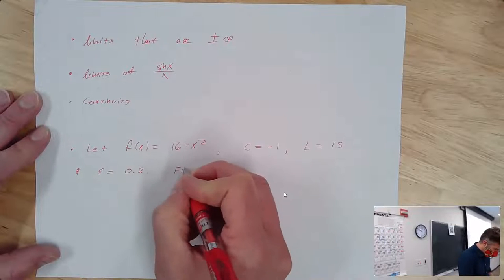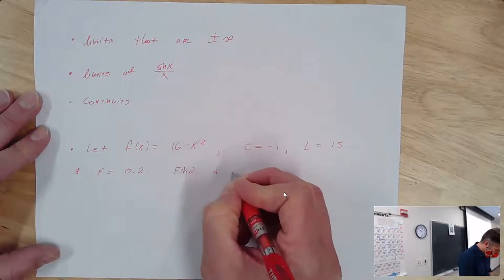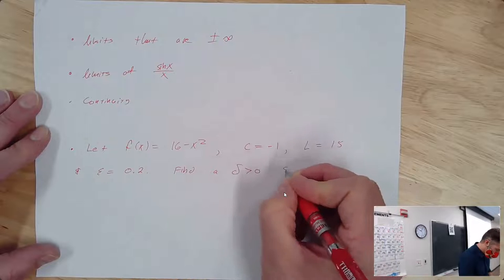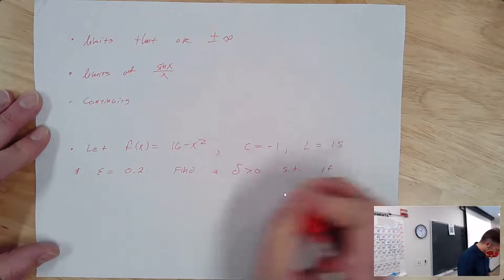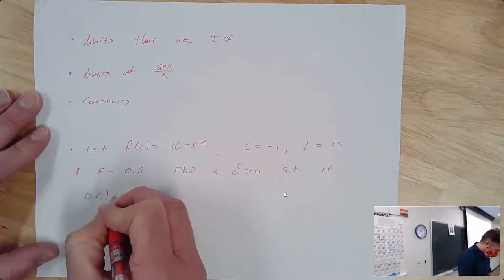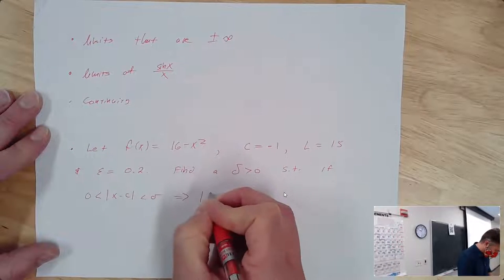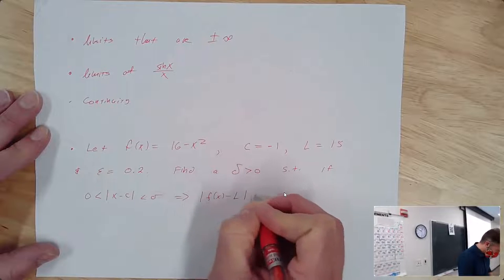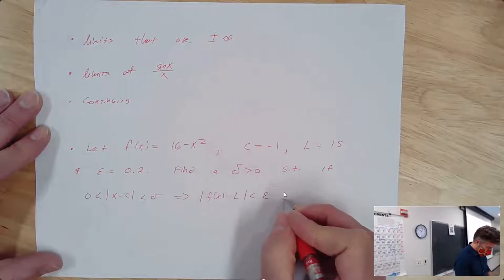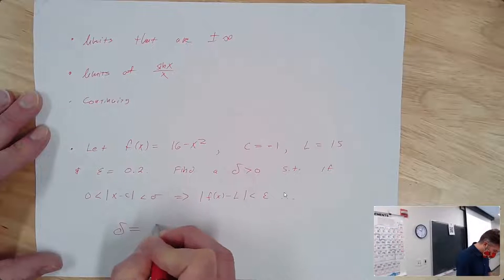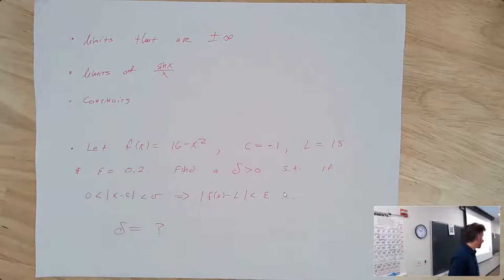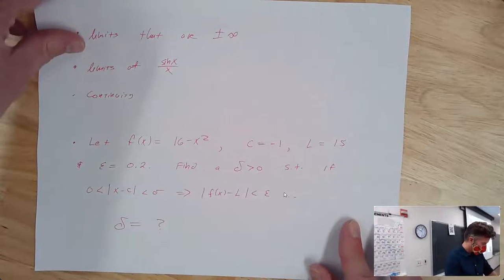We want to find a delta greater than 0 such that if 0 is less than the absolute value of x minus c is less than delta, implies the absolute value of f of x minus L is less than epsilon. The question we're being asked is, what is delta? That seems like a terrible way of writing this question, but it is how they're phrasing it. So we can work with that.